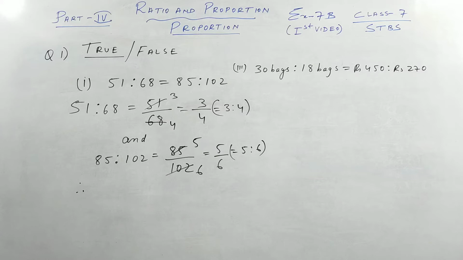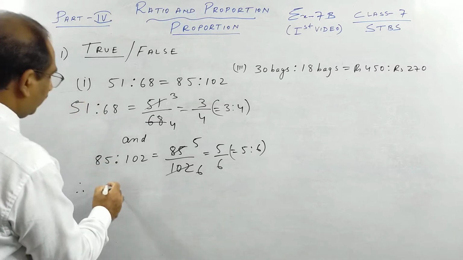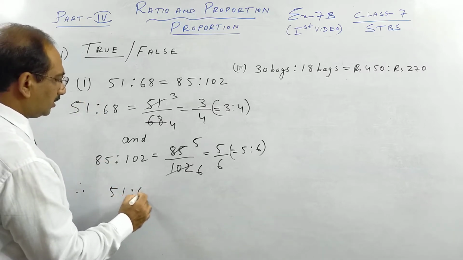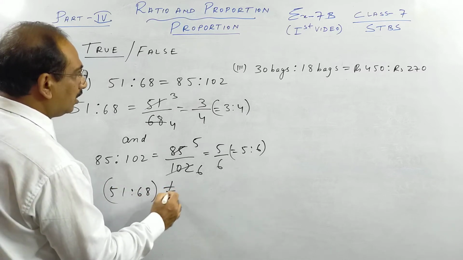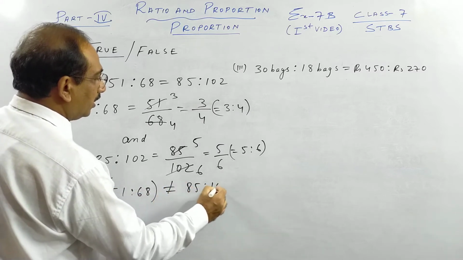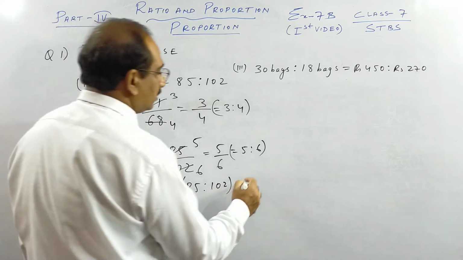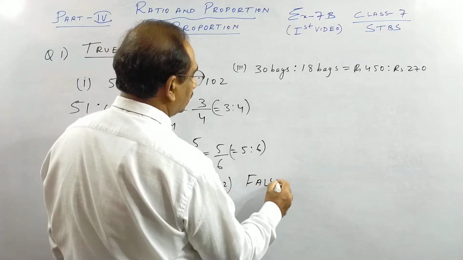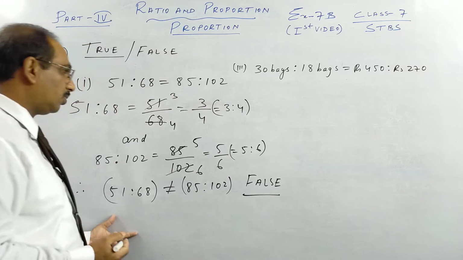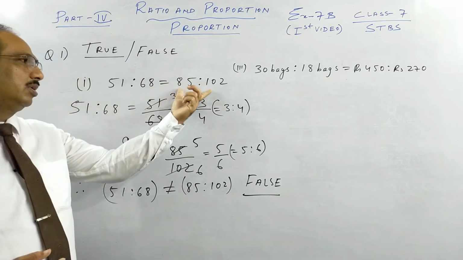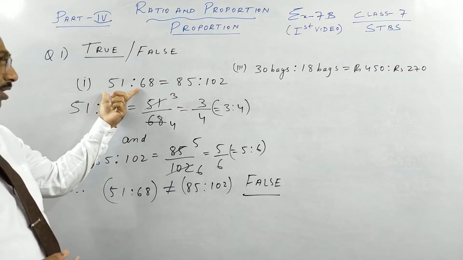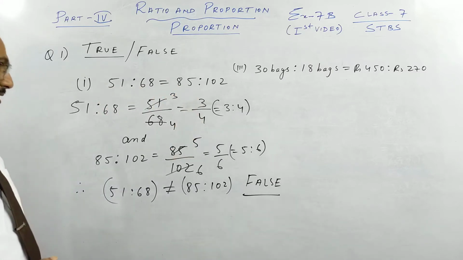Okay, so we had to say true or false. So they are not equal. Therefore if we write 51 is to 68 is not equal to 85 is to 102, it is a false thing. It is not true, because this side is not equal to this side. This is 3 is to 4 and this is 5 is to 6. Okay children, so you can pause the video and copy.